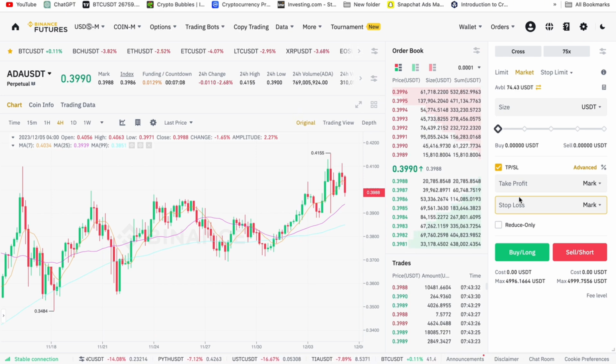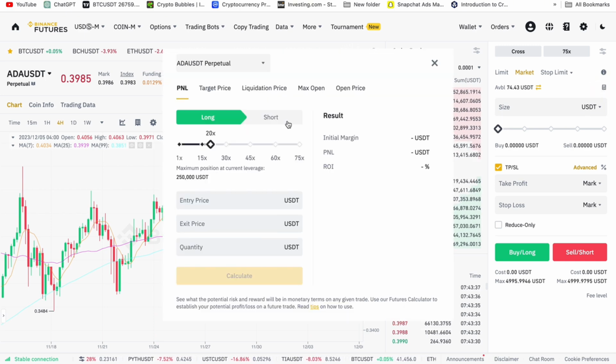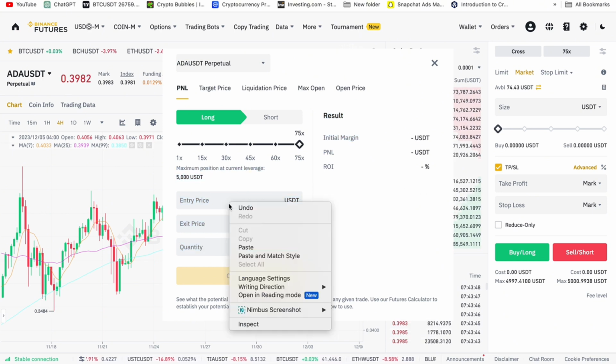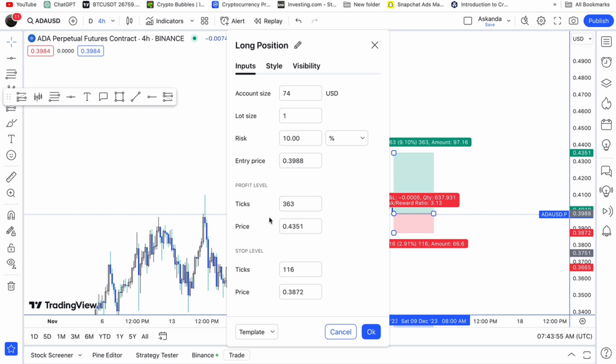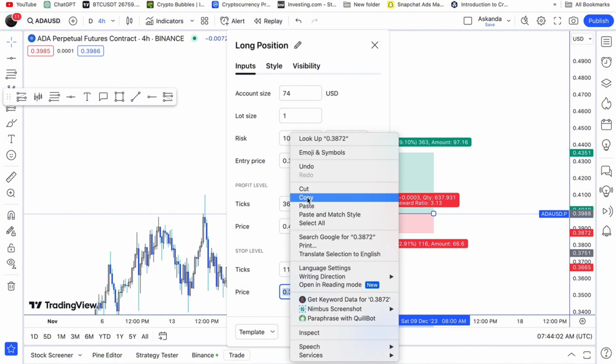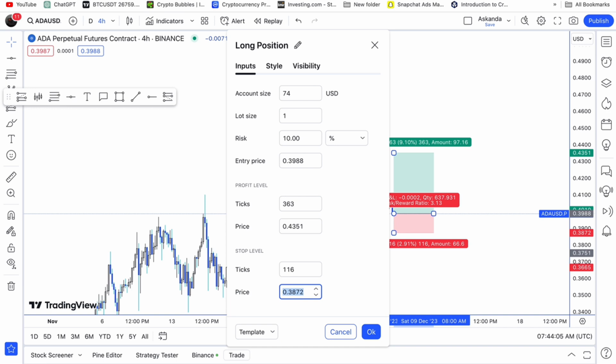So now let's say we are going to calculate it. We just click on the calculator section. Now we are using long position. Remember the leverage, so we go for 75x leverage. After doing that, we'll enter our entry price here. Then we also go for our stop loss level. We copy these numbers, then we'll go and enter it, right?